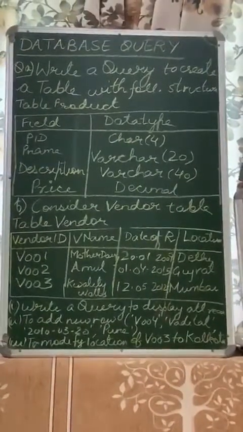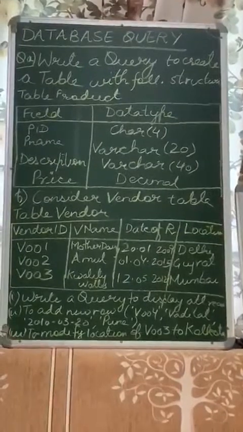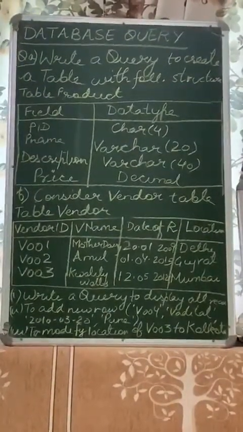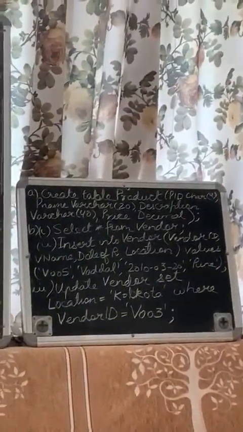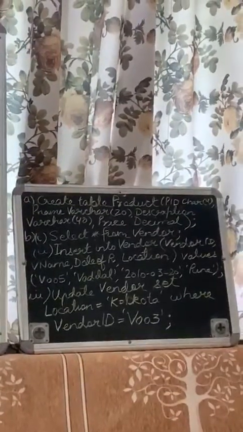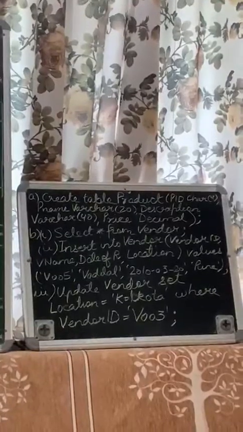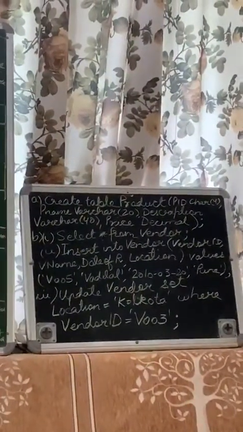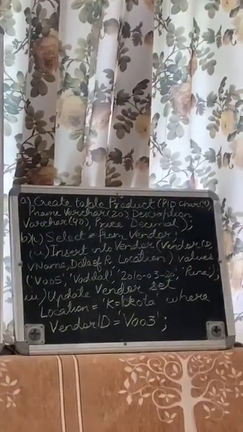Now the first part of the question says, write a query to display all the records. So how will you display the records of this table? You will just write the select query. The select query will be select, then space asterisk, then space from, then space vendor, and then a semicolon. Now space here means you are pressing the spacebar key from your keyboard. So the query is select star from vendor, semicolon.